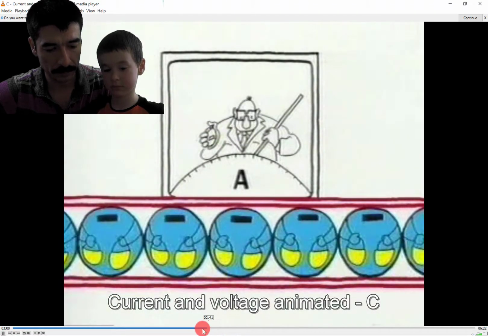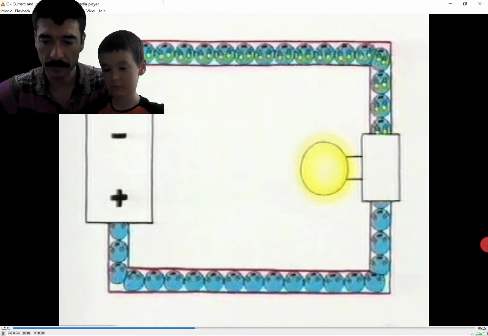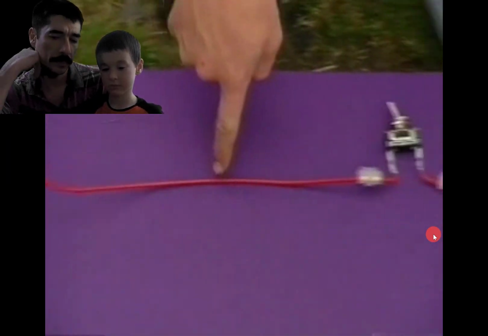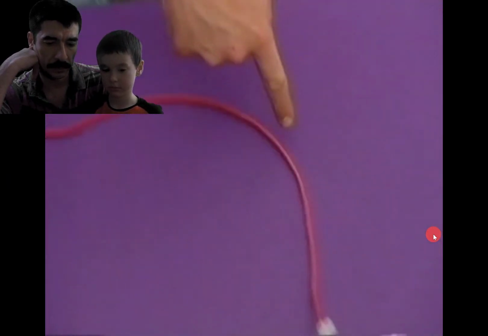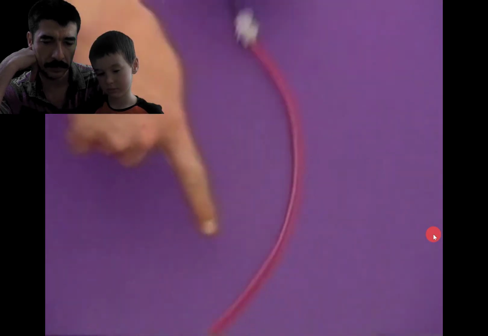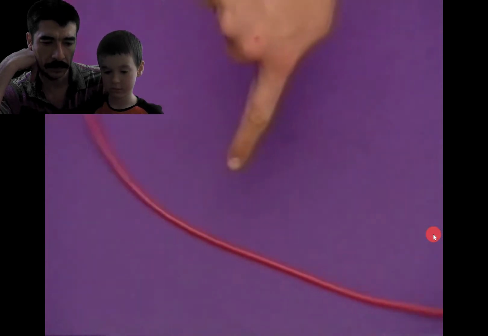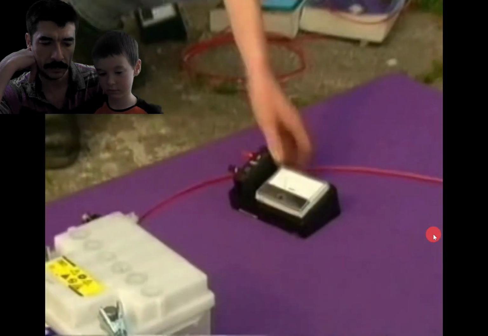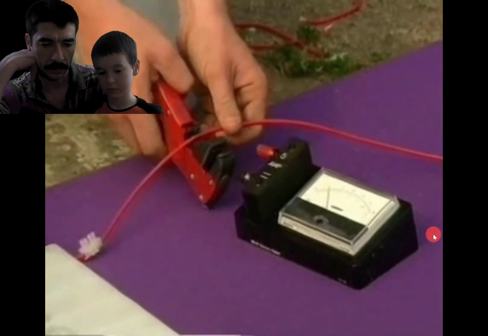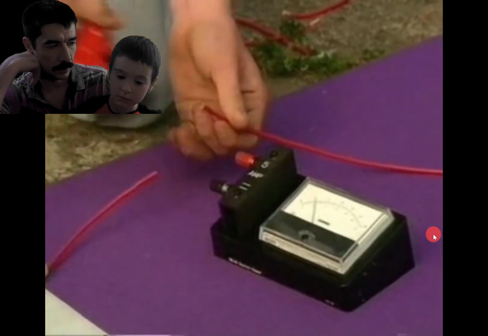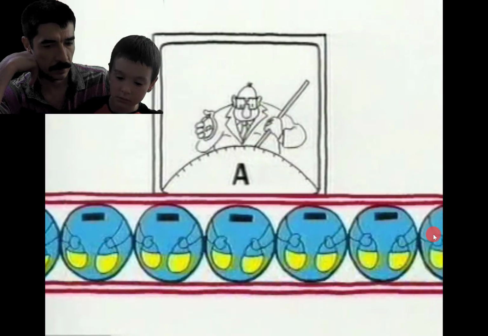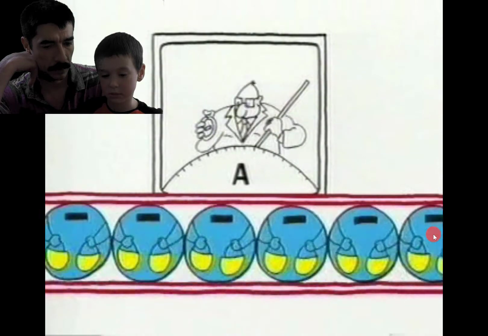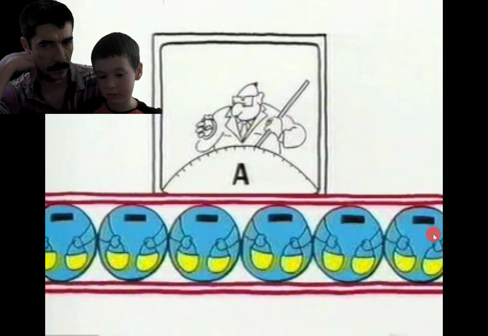Means that 6 million. The current flows from the negative terminal of the battery through the switch and the bulb to the positive terminal. An ammeter measures the electrical current. It measures how fast the charge is flowing in units called amps. A current of 1 amp means that 6 million negative charges are passing through the circuit every second.